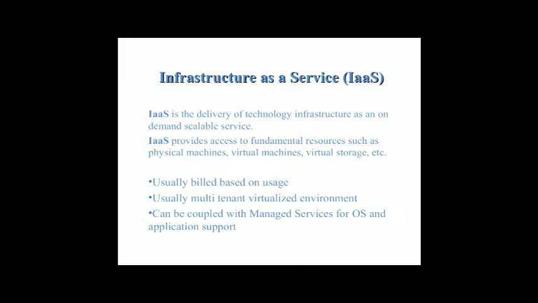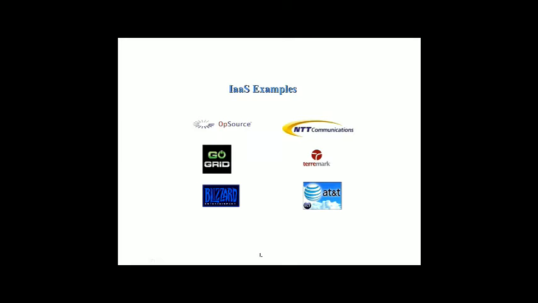So basically IaaS provides the fundamental resources such as physical machines, virtual machines, virtual storage. An example is GPU, graphical processing unit, and all these things. So these are the examples of infrastructure as a service. These are the online platforms that provide infrastructure as a service: Opsource, GoGrid, Dimension Data, AT&T, NTT Communications. These vendors provide the infrastructure to the clients on the basis of rental.